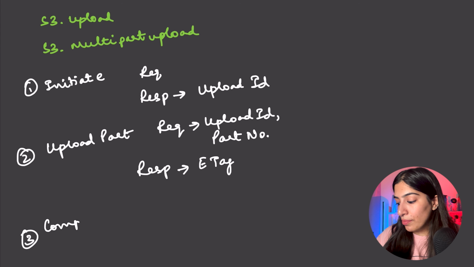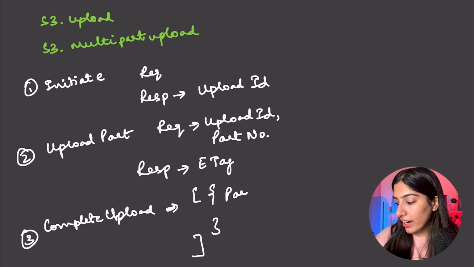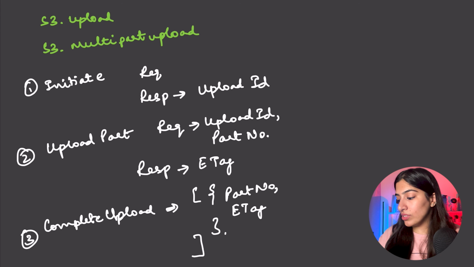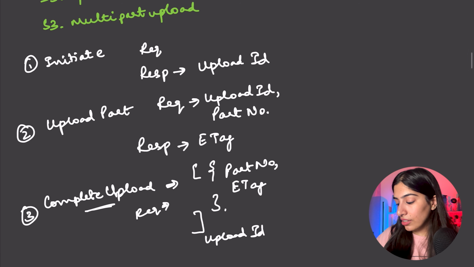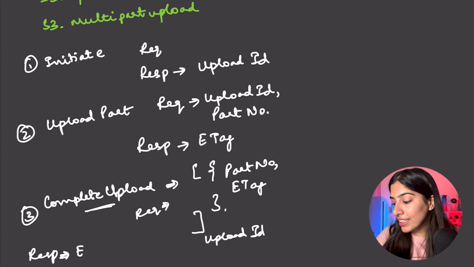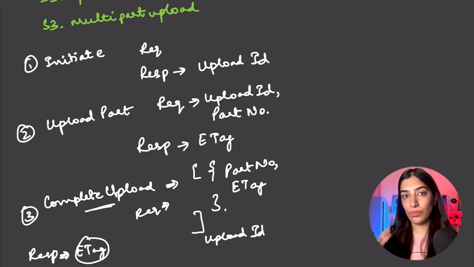In the end, when you send the complete upload request, you send an array. And in the array, you send part number and e-tag for every single part. Suppose there were 1,000 parts, you will send the array and you will obviously send the upload ID itself. This is going to be there in your request. And finally, in the response of this complete upload, you're going to get one final e-tag, which is going to be the tag of this entire upload. So earlier you were getting an e-tag for every response, later you will get one final e-tag. Also, just for further clarity, every e-tag is going to be different because it is for all the parts, and this e-tag will also be different.